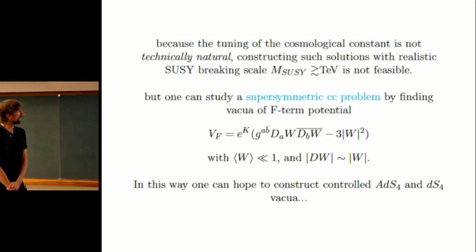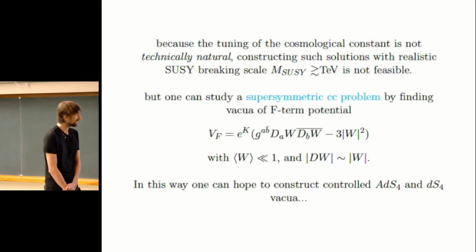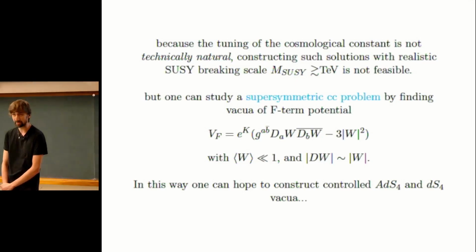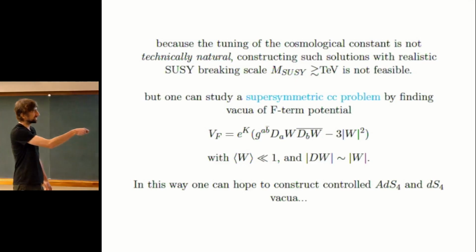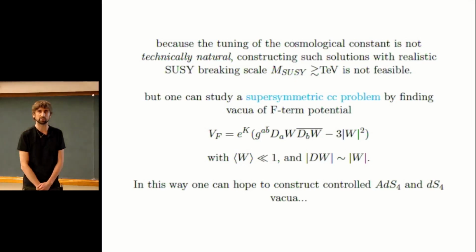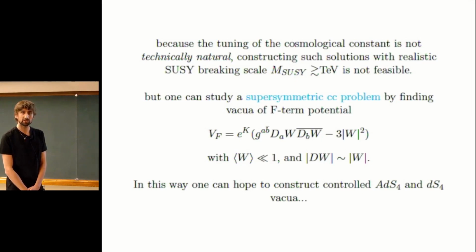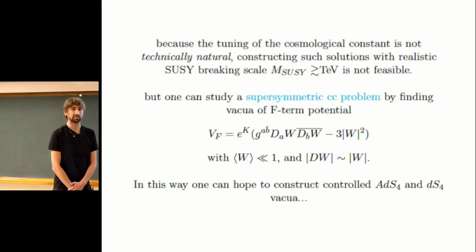However, we can still study a toy version of the cosmological constant problem, which I'll call the supersymmetric CC problem, by finding explicit vacua of F-term potentials that you find in string compactifications, i.e., you try to find solutions that have small flux superpotential and F terms that satisfy no particular tuning with respect to the gravitino mass. So in this way, you can hope to construct controlled AdS4 and de Sitter 4 vacua, even though the SUSY breaking scale will not be realistic.